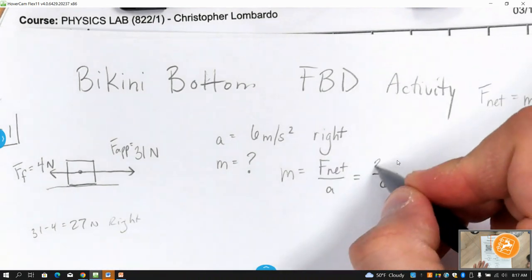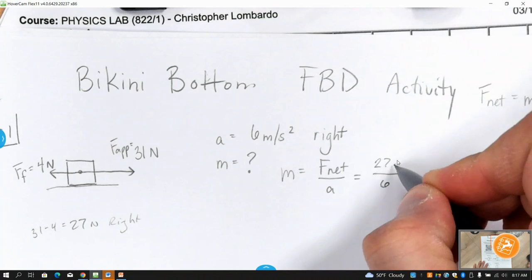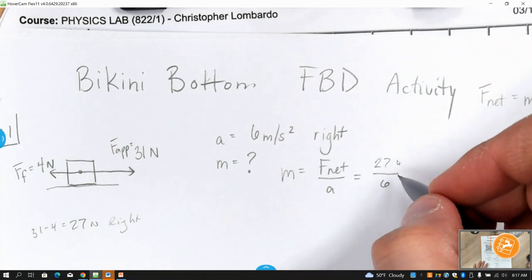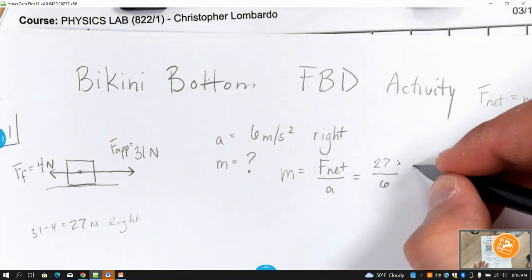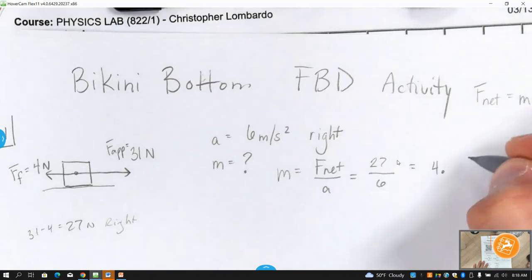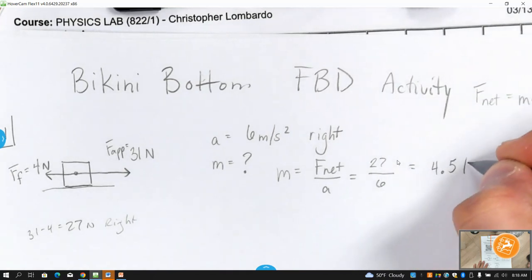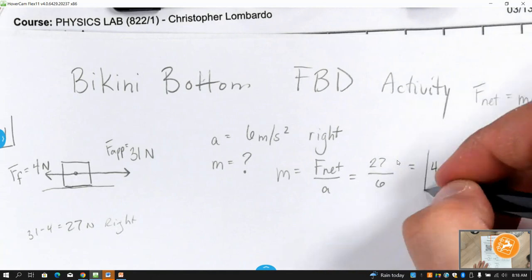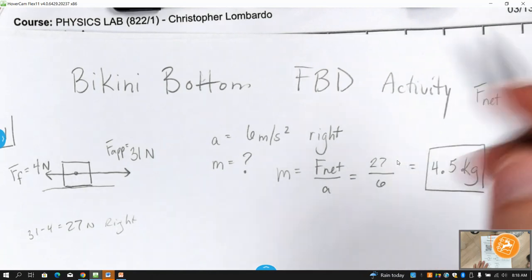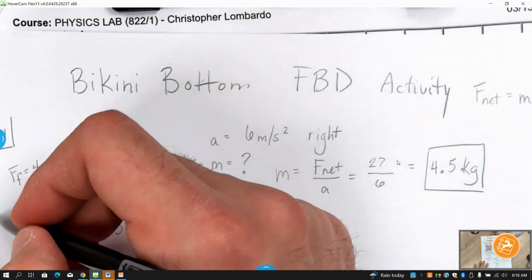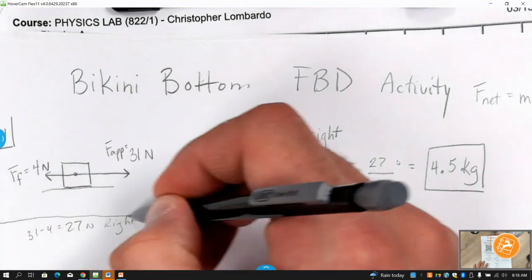So F net would be 27 newtons to the right, over 6 meters per second squared underneath. So he would have a mass of 4.5 kilograms. So you needed to make sure that you solve for the mass, and you need to make sure also that you have a correct free body diagram.